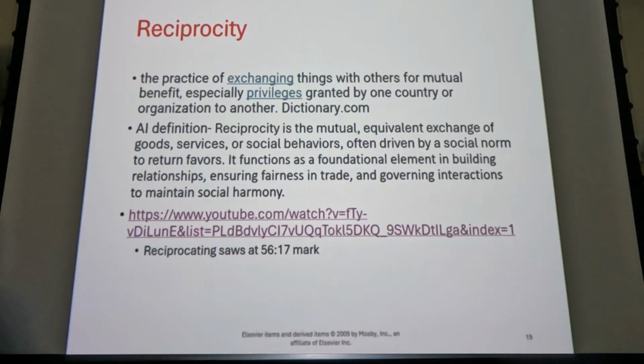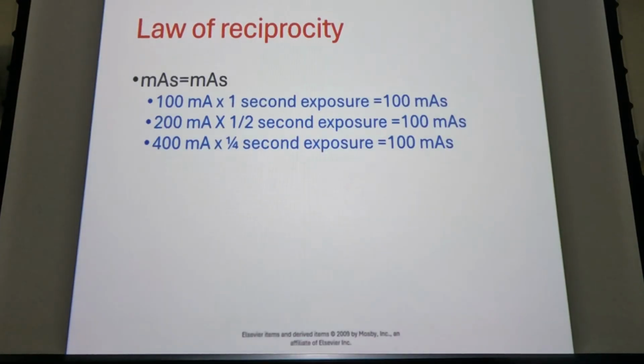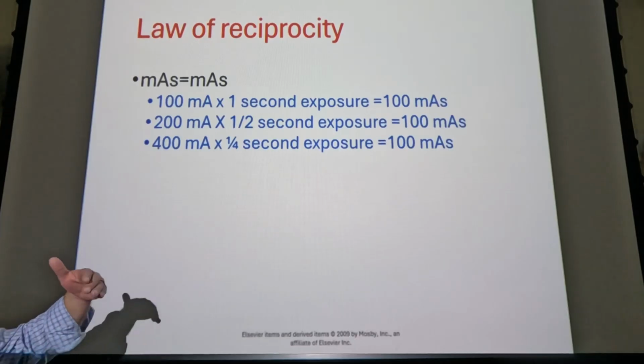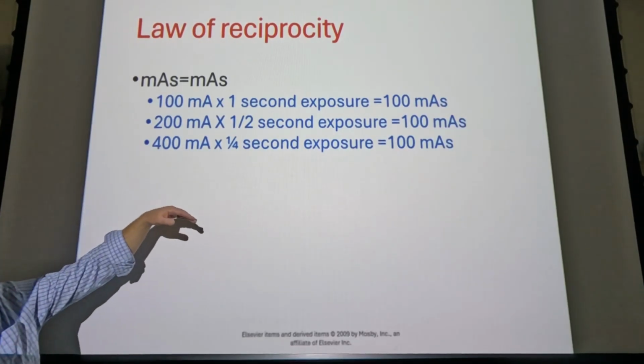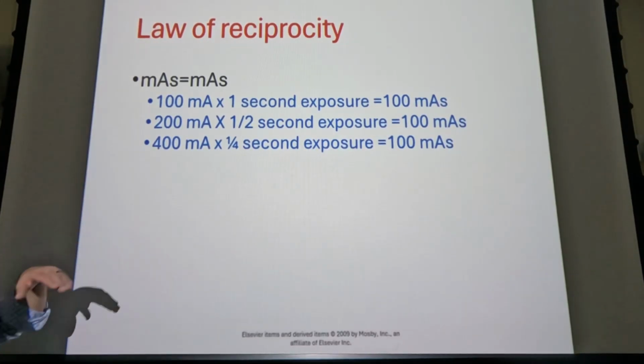Every one of our settings comes with a variance that allows it a little bit of leeway and flexibility without having to be spot-on perfect with every exposure. So the law of reciprocity, what that means again is mAs equals mAs. 100 mA at 1 second should give you, within set parameters, the same exposure as 200 mA at a half second, or 400 mA at a quarter second. mAs equals mAs.